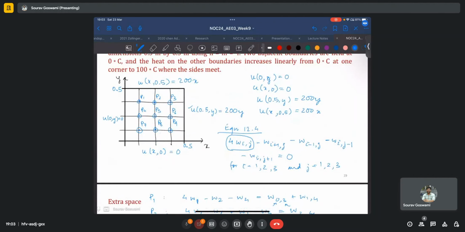For instance, this is W1,0, W2,0 and W3,0, which are all equal to 0. Oh, sorry, this is W1,0, 2,0 and 3,0. These ones are W0,1, 0,2 and 0,3. Since they lie on the X and Y axis, which we have in this case chosen to be 0, they will all be 0.